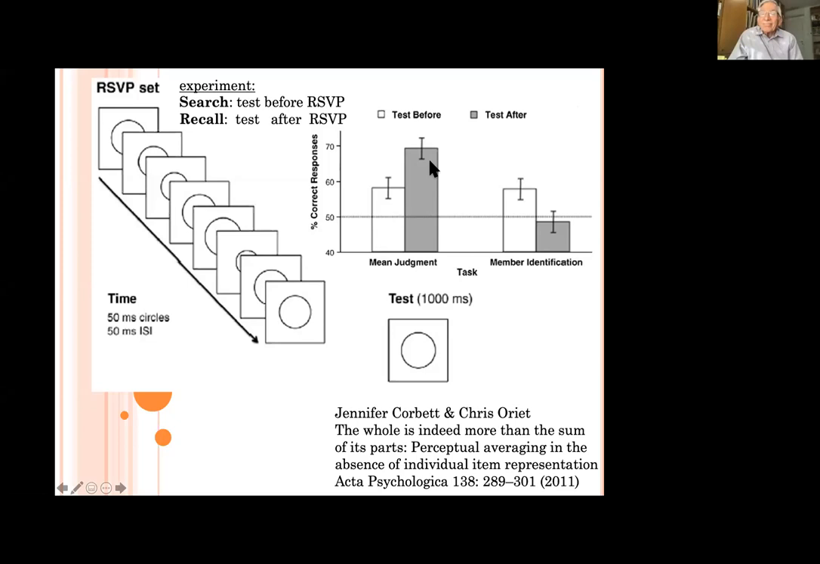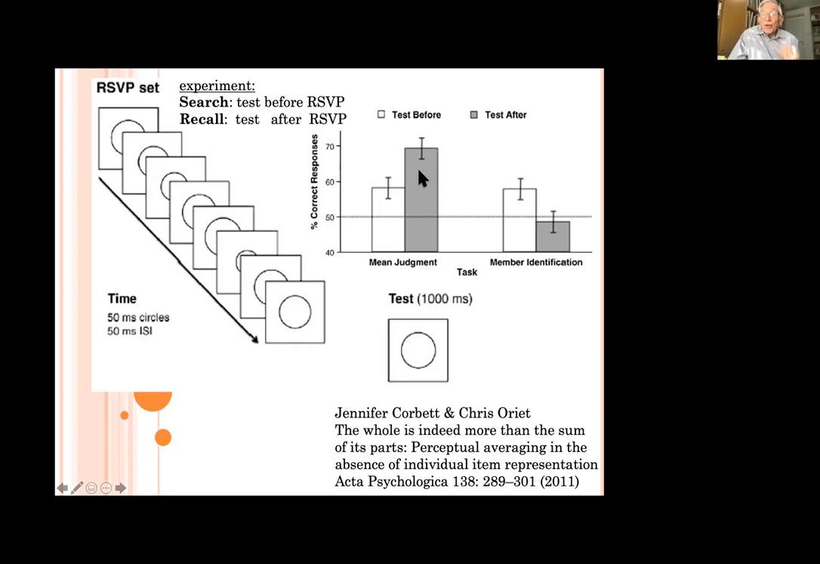Now, why are they better when shown the test after than when shown it before, when you're asking about the mean? And why is the membership better when shown before rather than after? Good question. So here's the answer. If you show it before, they just look for it. Okay, so it's easier if you know what to look for than if you have to remember them all and try and get it.